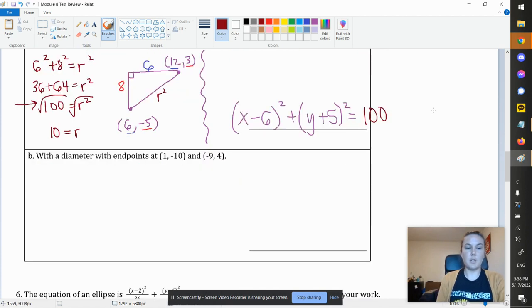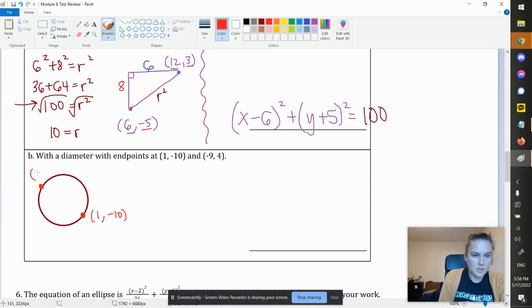The next one, with a diameter at endpoints (1, negative 10) and (negative 9, 4). For this one, the picture is: I've got (1, negative 10) and (negative 9, 4), and I've got my diameter here. The midpoint of these two is the center. And half the distance between these two is the radius, or the distance from the center, which we'll find, to the outside is the radius.